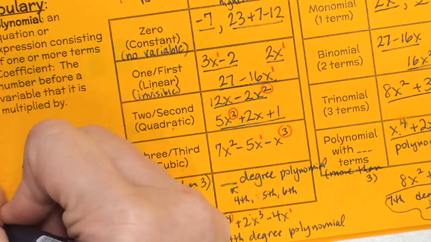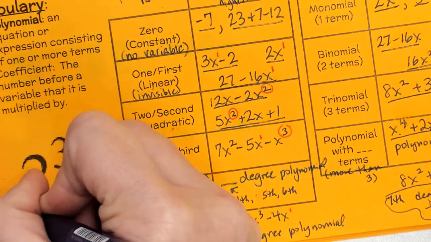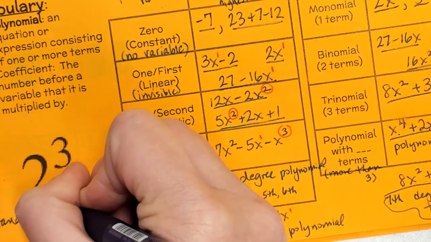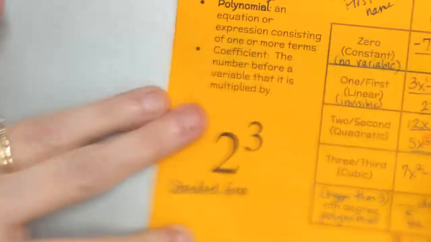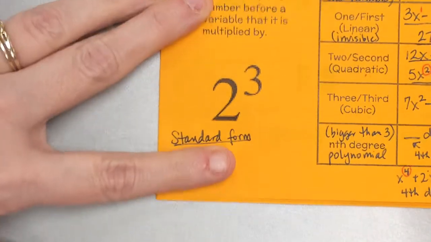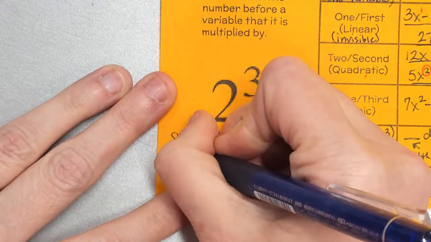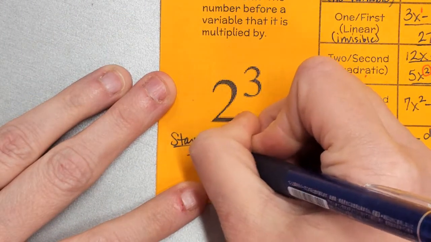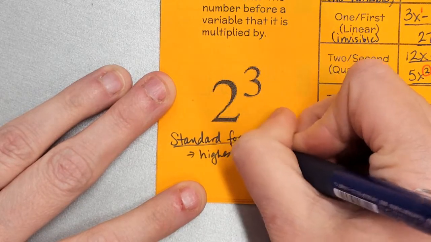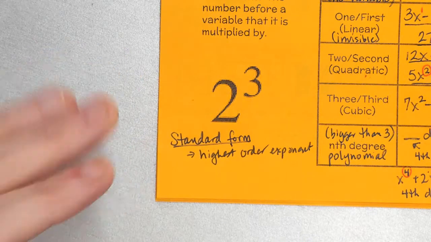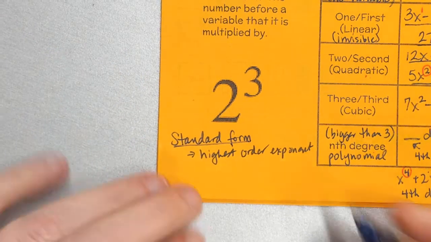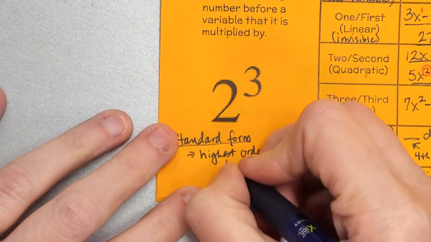So standard form of any polynomial, whoopsie, sorry, that just all happened, goes from the highest order exponent, which basically means the exponent with the highest number, and then it decreases.